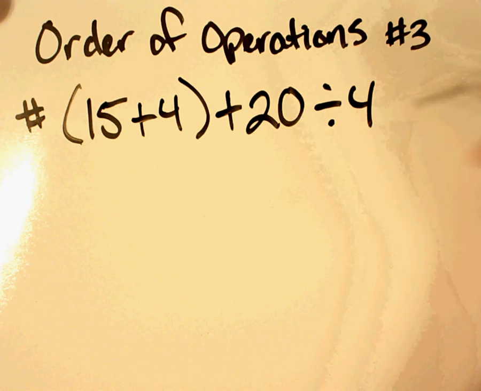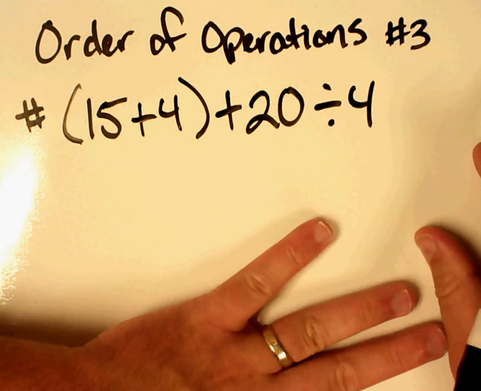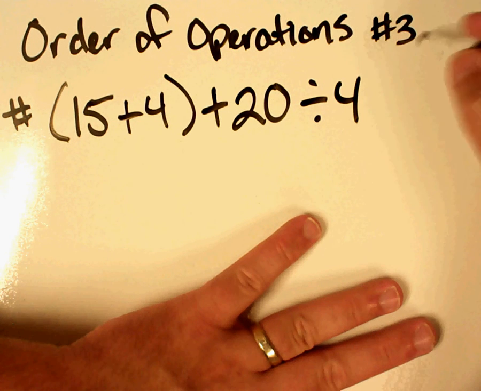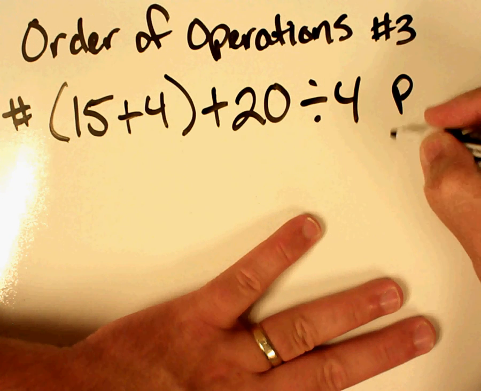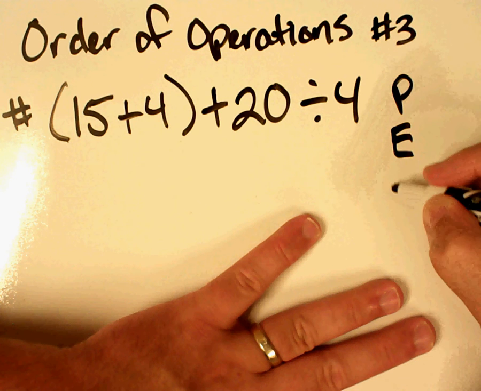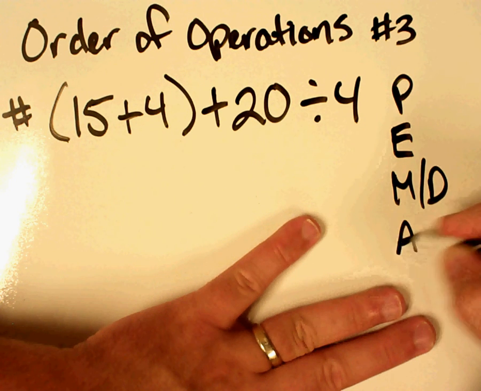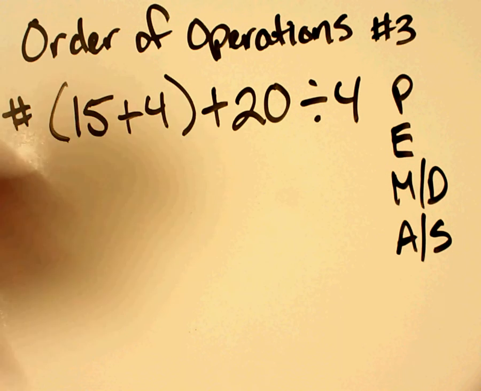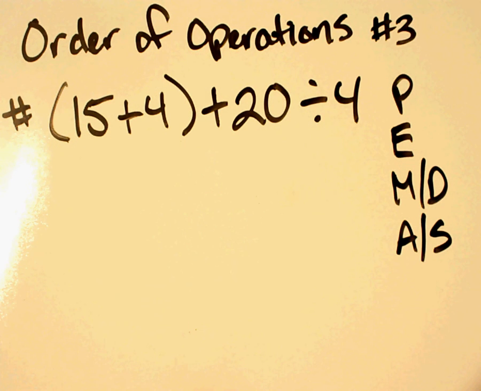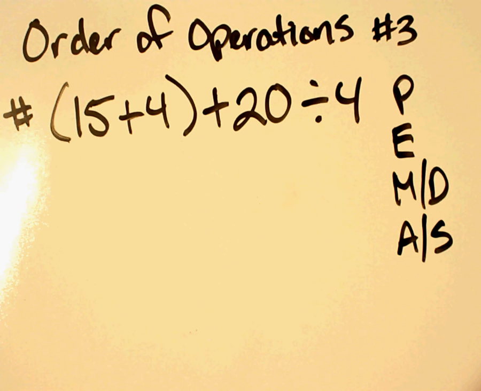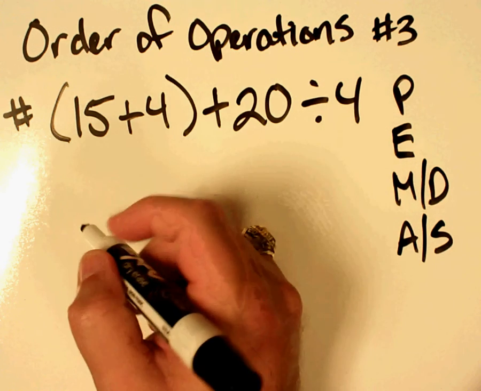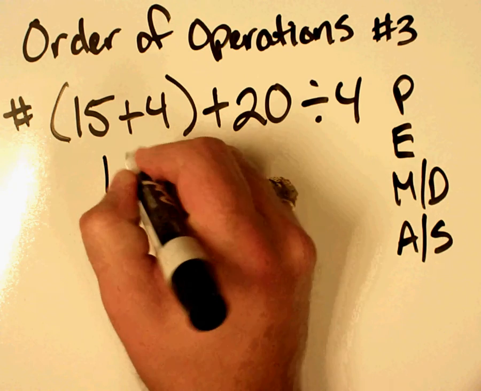divided by 4. Now, as I have been doing, I'm going to go ahead and write my PEMDAS reminder just right over here on the side, just so we can refer back to it if we need to. Alright. Okay, so let's get right to it. So I'm going to start with my parentheses, because that's my first step. It's my P. So 15 plus 4 gives me 19.